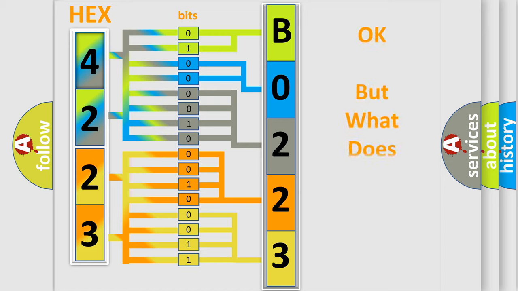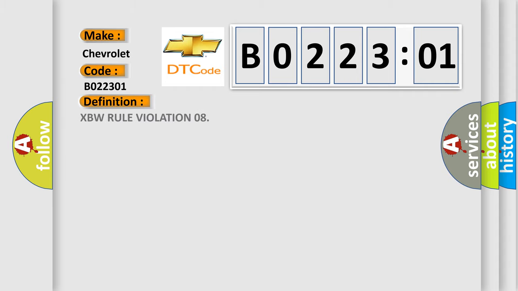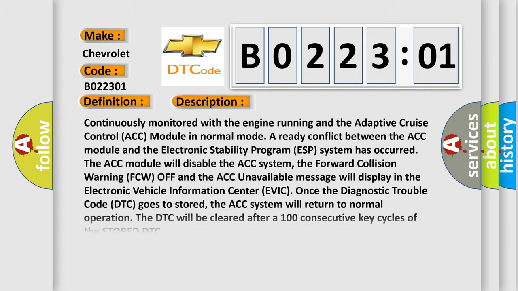The number itself does not make sense to us if we cannot assign information to what it actually expresses. So, what does the diagnostic trouble code B0223-01 interpret specifically for Chevrolet car manufacturers? The basic definition is XBW rule violation 08.